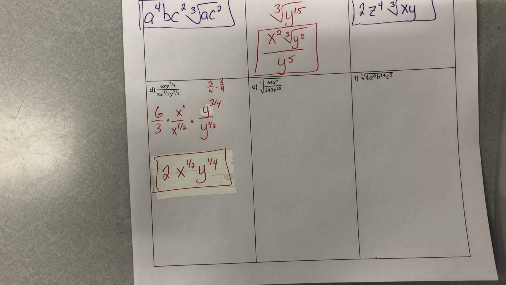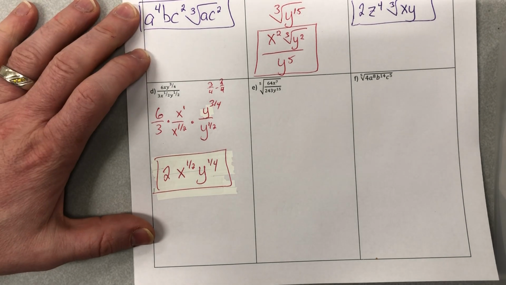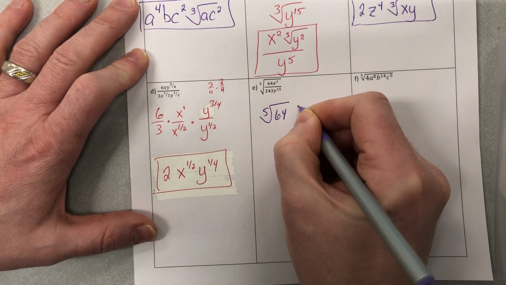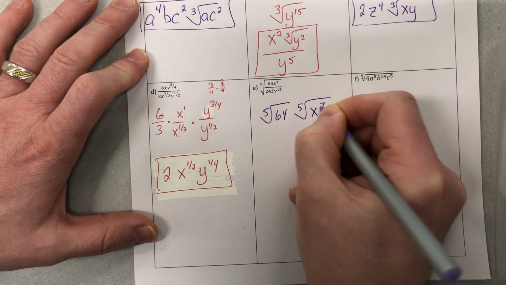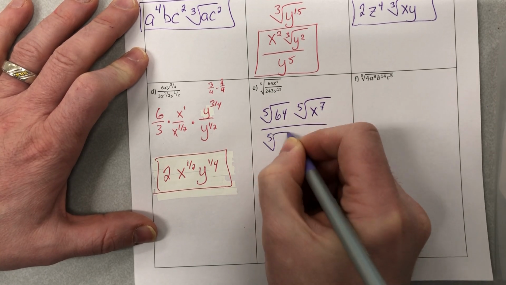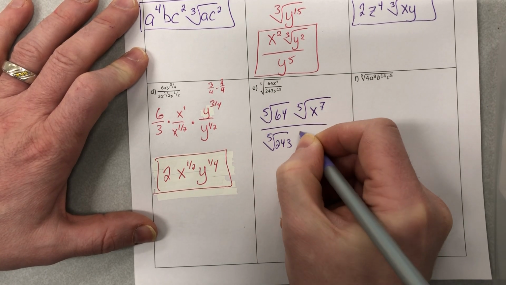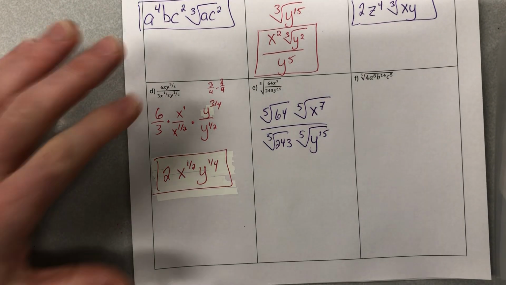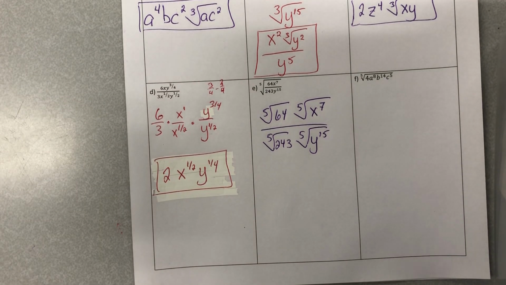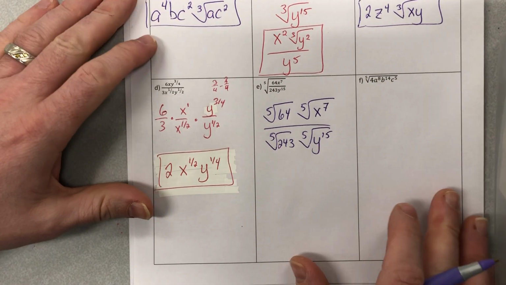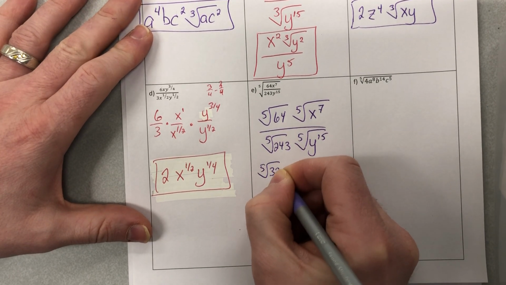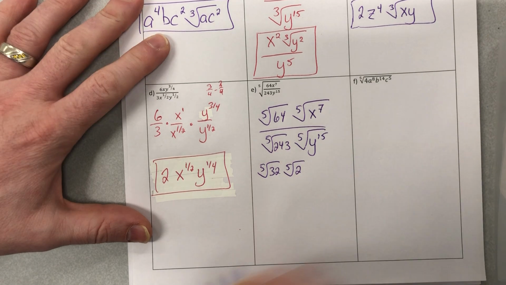All right. So looking at example E, we're going to separate everything. The 5th root of 64 times the 5th root of x to the 7th, all over the 5th root of 243 times the 5th root of y to the 15th. All right. Well, when we talk about the 5th root of 64, what do we really know that to be? Well, that is the fifth root of 32 times the fifth root of 2.